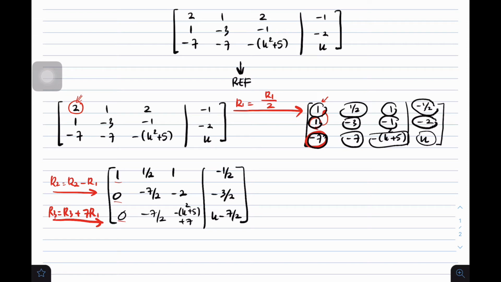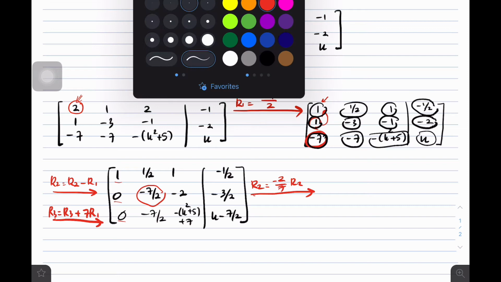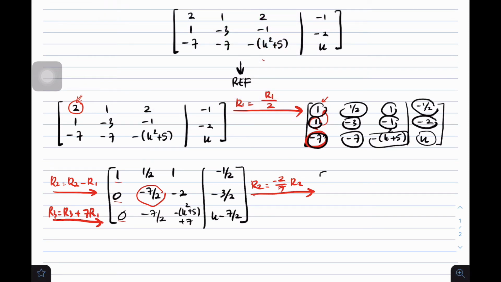So we have done. Okay, next we want to change this one to become 1 because we want it to be a leading 1 for row number 2. Therefore, how can you do so that this negative 7 over 2 will become 1? Just simply by multiplying it by negative 2 over 7. Negative 7 over 2 multiplied by negative 2 over 7, you will get 1. Therefore, now you will change row number 2. Row number 1 and row number 3 will remain the same. So we just copy back.